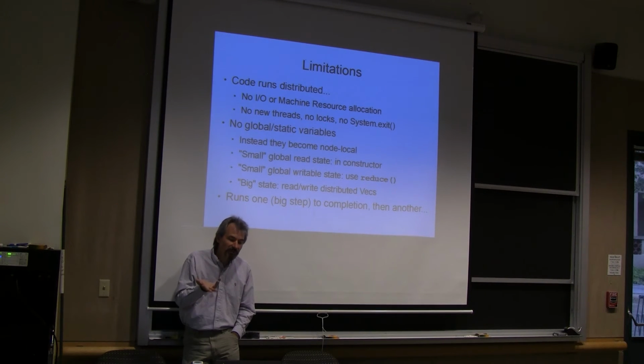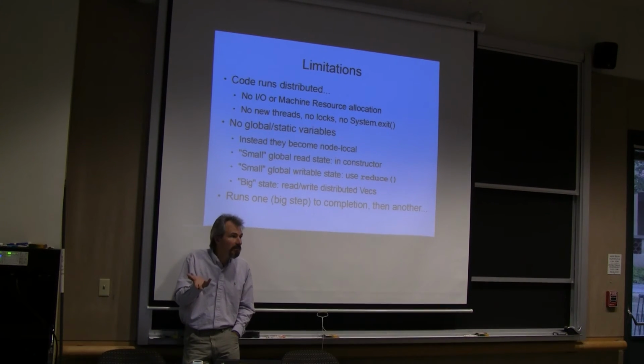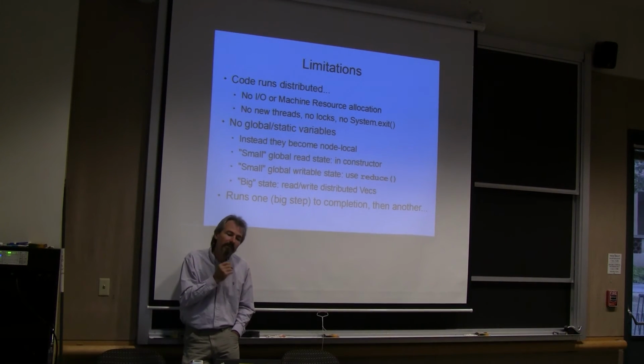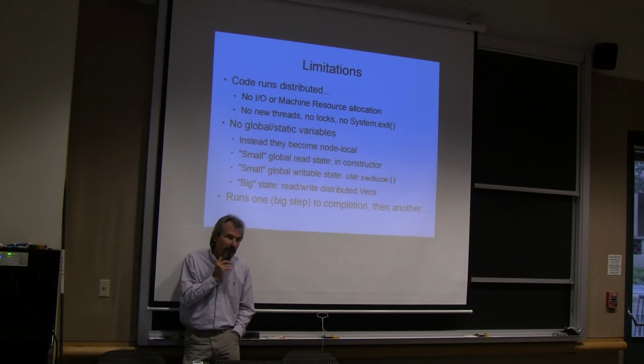But if you have global state you want to do something with, if it's small global state and it's readable, you put it in the constructor and it's just going to get cloned around the cluster and everyone's going to shallow copy and share it. So it's the ideal sharing pattern. If you have global writable state, you have to use a reduction. You got a trillion things you're going to add up, you must use a reduction.